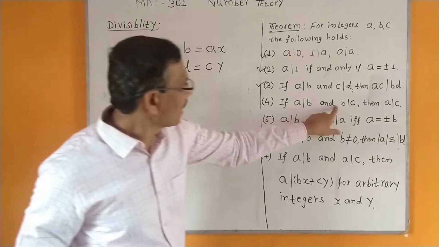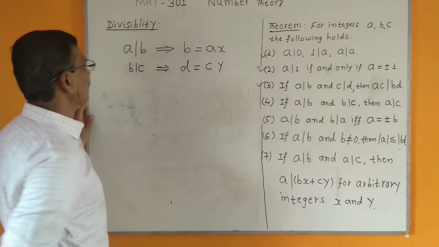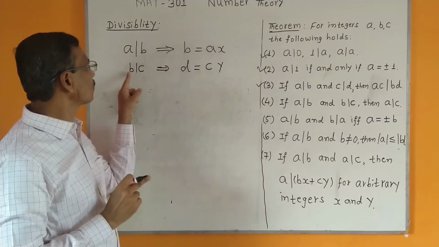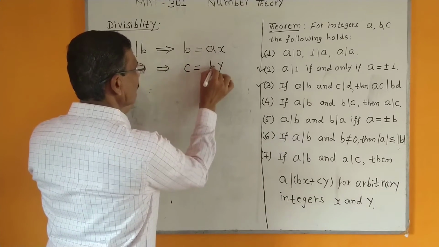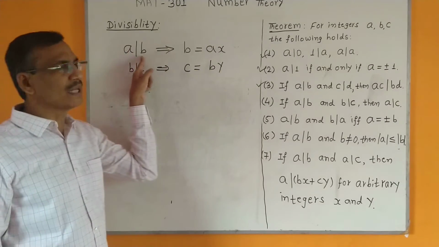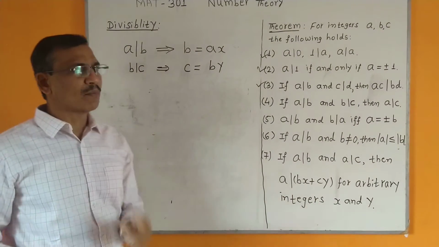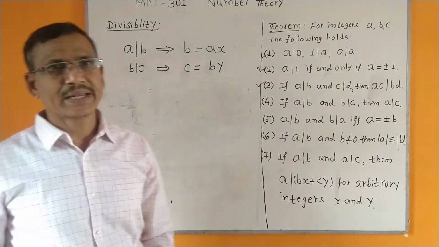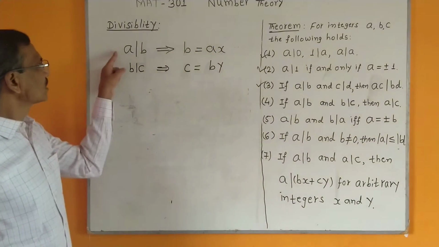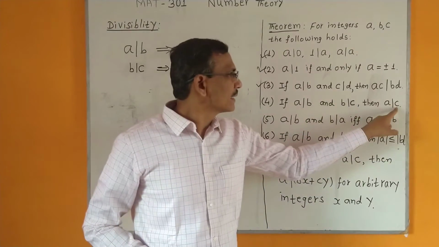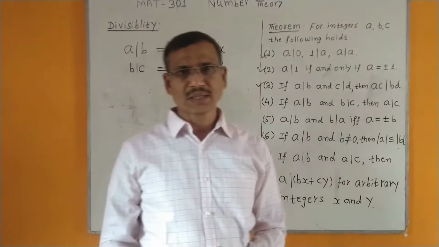And second, B divides C. By the definition of divisibility, this implies C is equal to B into some other integer, C is equal to BY for some integer Y. A divides B implies B is equal to AX for some integer X, and B divides C implies C is equal to BY for some integer Y. Now we want to prove that A divides C. That means the first integer divides the third integer. C will be divisible by A if we are able to write C is equal to A into some other integer.